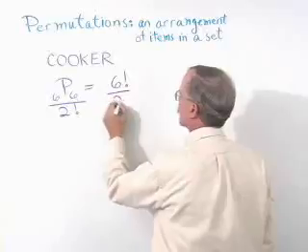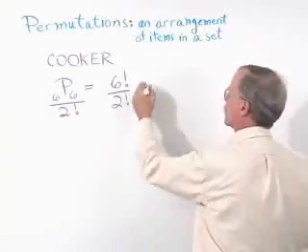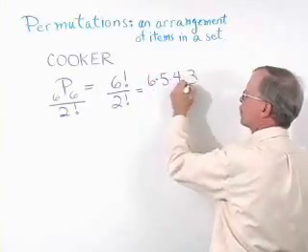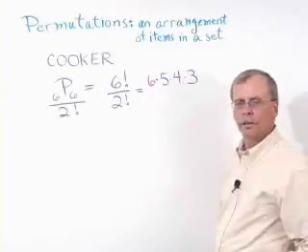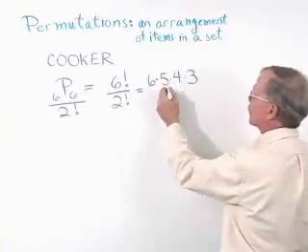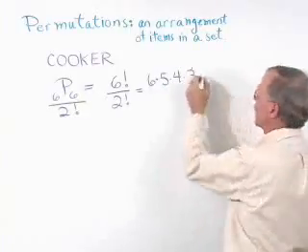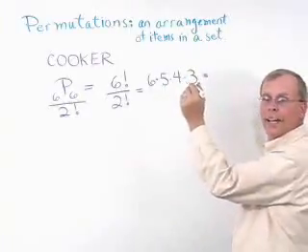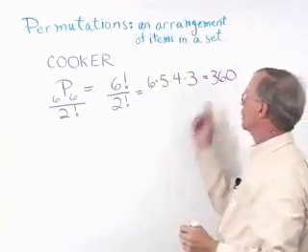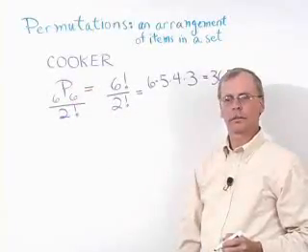So this would give us 6 times 5 times 4 times 3 over 2 factorial. The 2 and 1 will cancel out, and that will give us 6 times 5 is 30 times 12. That comes out to be 360. We cut it in half because we had double letters.